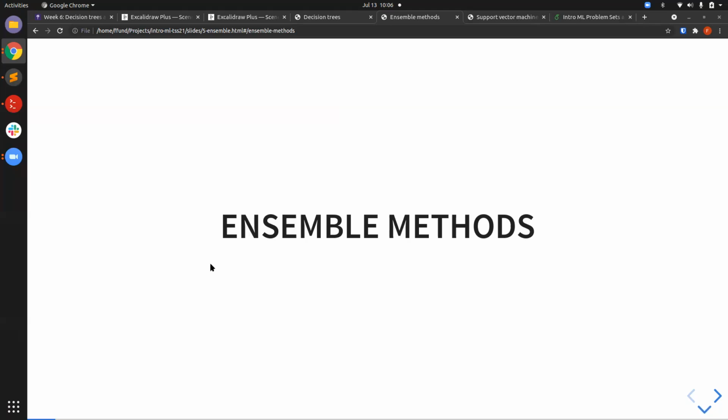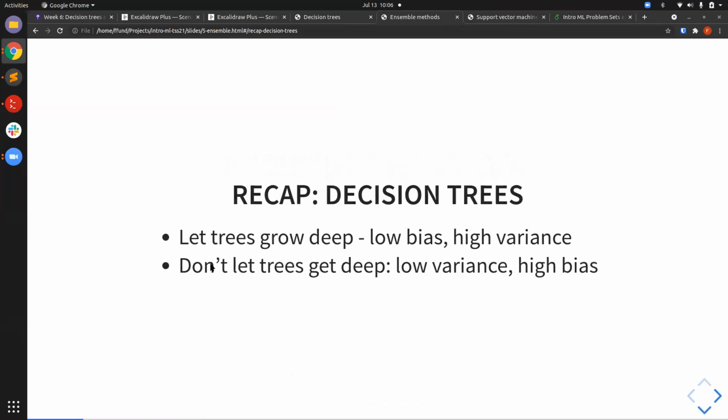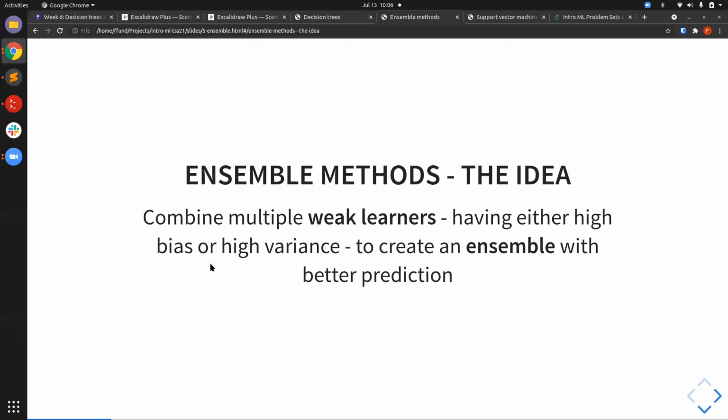That's it, okay. So we said a decision tree lets trees grow very deep, which have low bias and high variance. If you use some stopping criteria or pruning to prevent trees from growing deep, then you'll end up with low variance, high bias. Now, the idea of ensemble methods is that you can combine multiple learners, so trees or other types of models, where each one has high bias or high variance. So each one is high error.